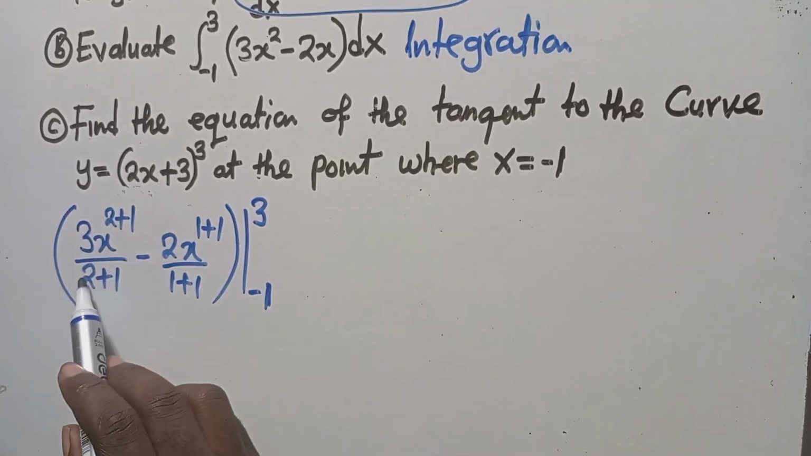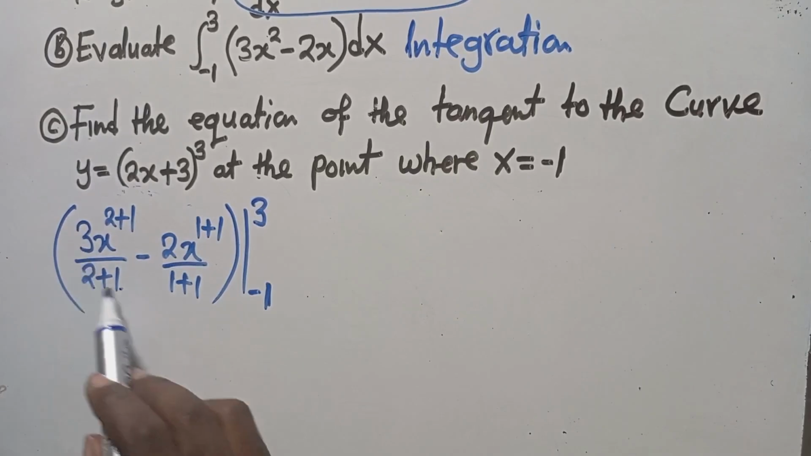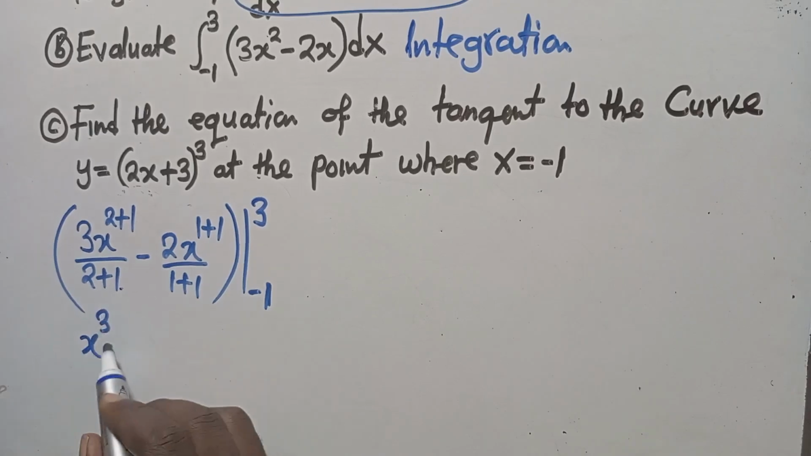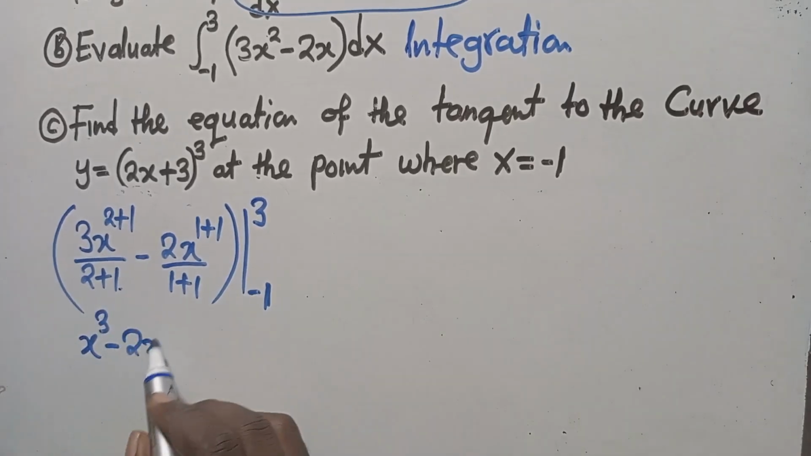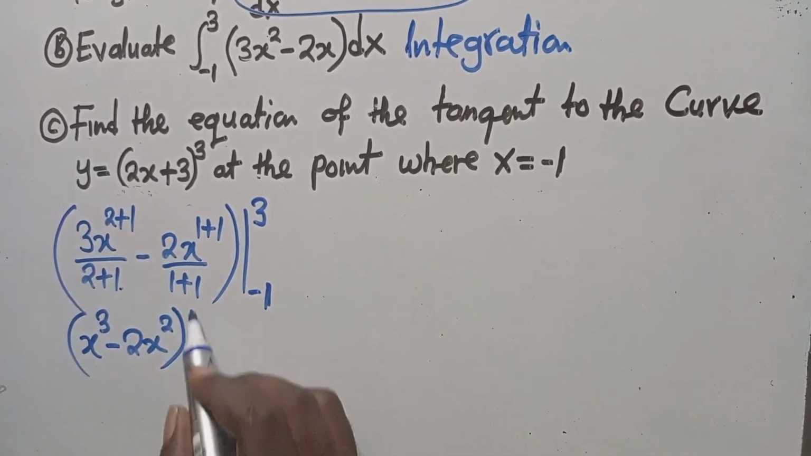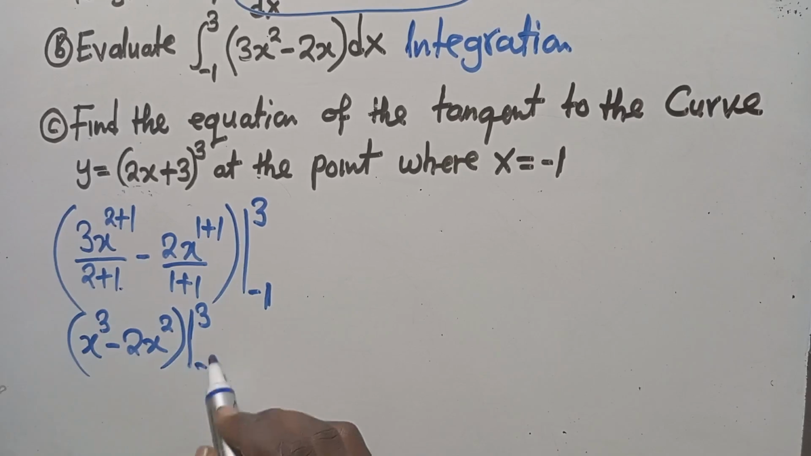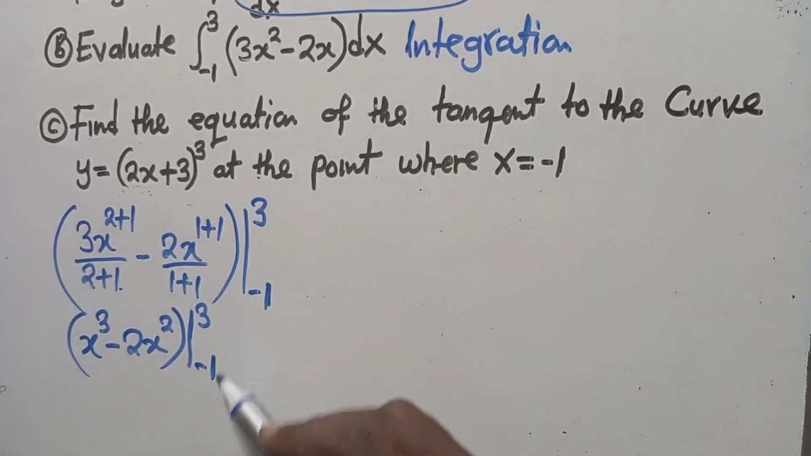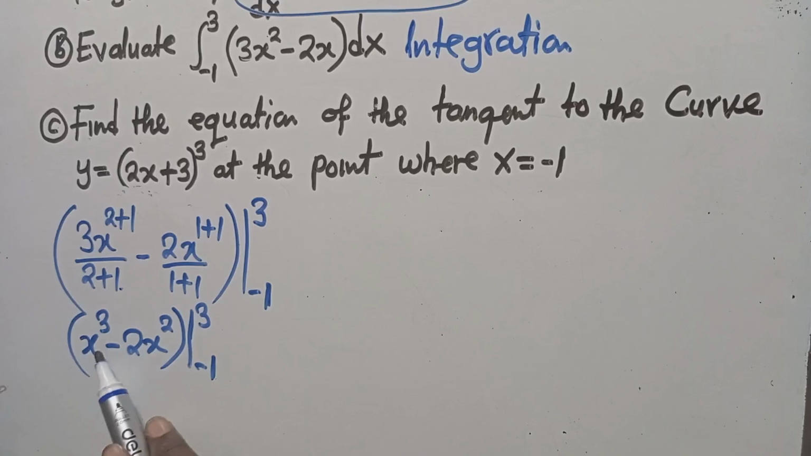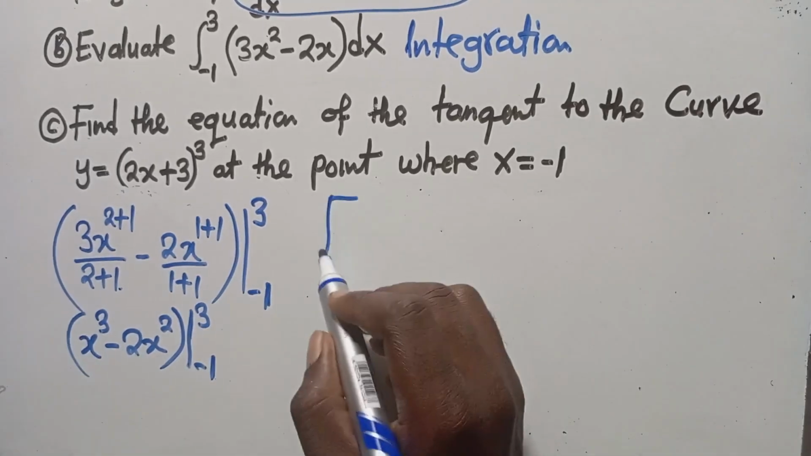So here, 2 plus 1, 3. 3 into 3, these are going to cancel out. I'm going to remain with x cubed minus 2x squared. This is what I'm going to remain with. Then what is the power there? 3 and negative 1. The upper limit, lower limit. I now substitute into this. I start with a 3. Where there is x, I put a 3.